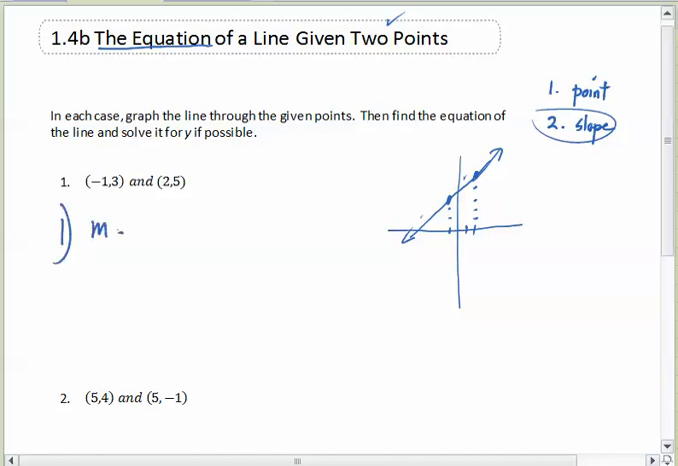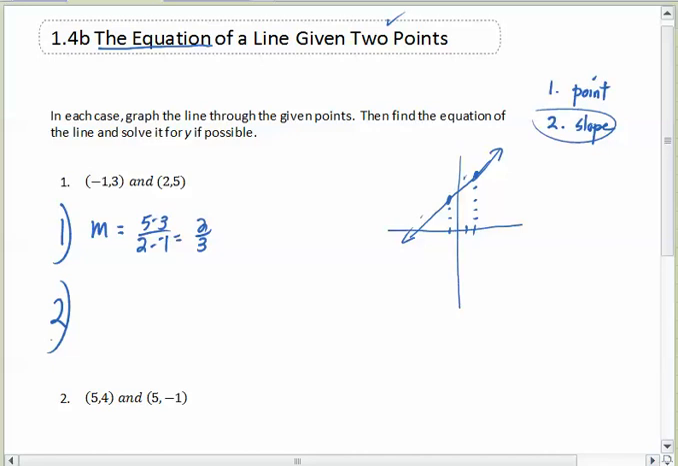Look at the last video if you don't remember. We're going to find it by saying 5 minus 3 over 2 minus -1, and we're going to find that the slope is 2/3.